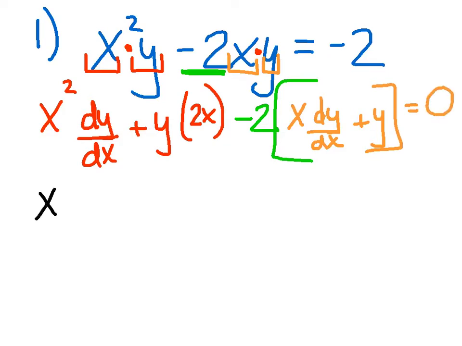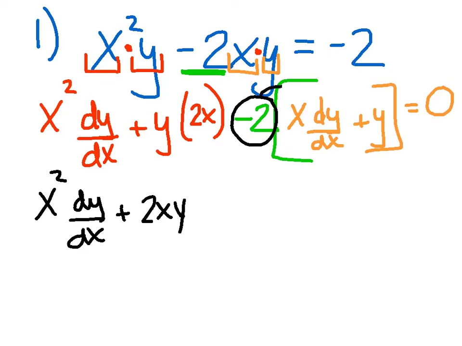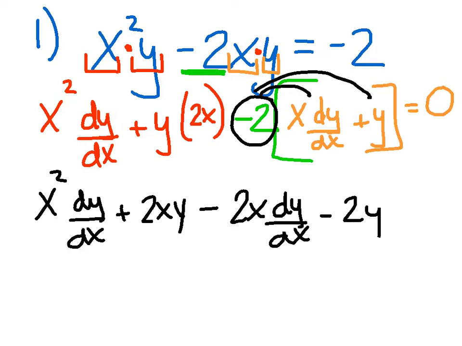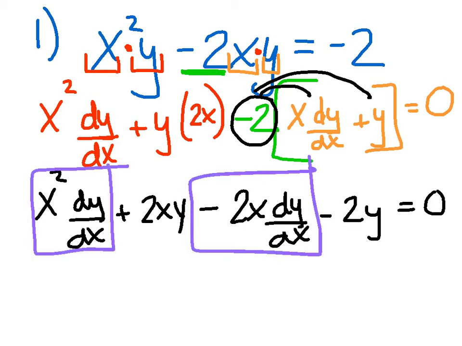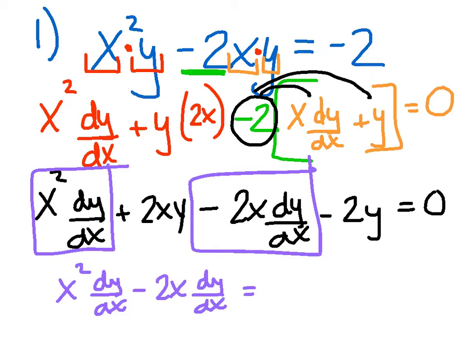All right, cleaning up, I'm just going to say that's x squared dy dx plus, just put these alphabetically, 2xy. Now make sure you take this negative 2 that you left out front and distribute. That's why I had those brackets there. Negative 2x dy dx minus 2y equals 0. At this point, my goal is to get the dy dx's on one side. So I'm going to leave those there, and I'm going to boot the other two to the other side. So I've got x squared dy dx minus 2x dy dx equals, I'm going to add over the 2y and subtract the 2xy over.